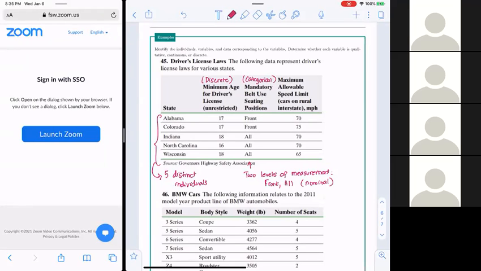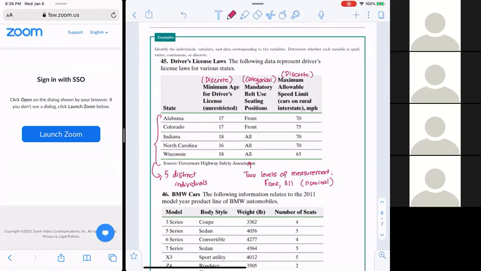And maximum allowable speed limit. So again, these are fixed values. We're not using decimal values here. So since we are looking at these 5 states, and each of them has exactly 70 or 75 or 65, this would be classified as discrete. It is the maximum allowable speed limit.